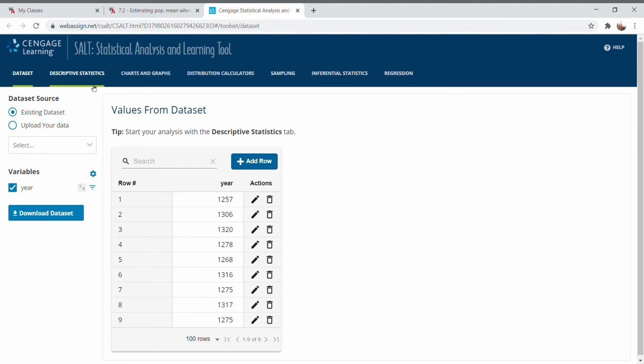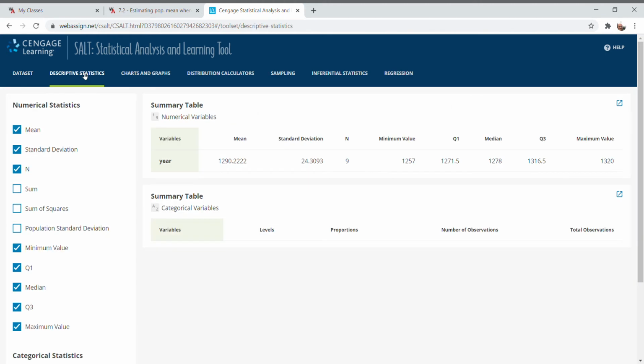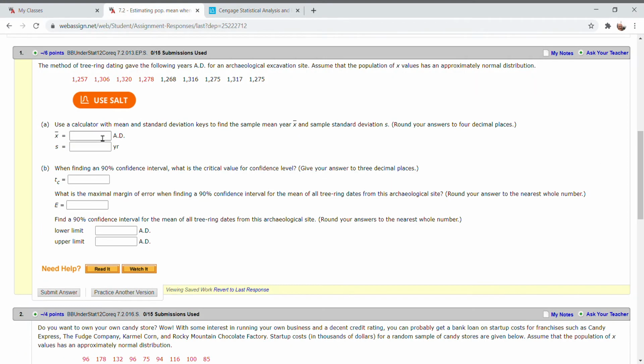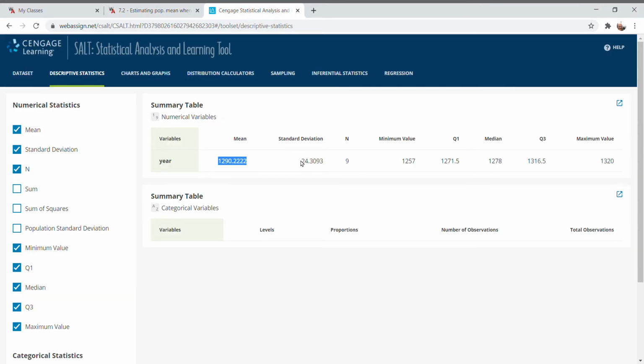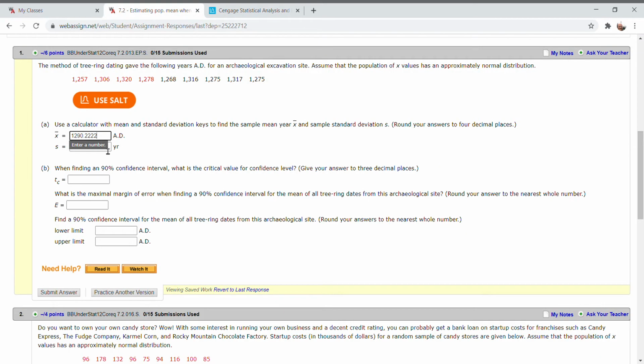We're going to go to descriptive stats first because the first 2 boxes we're asked to come up with the mean and the sample standard deviation. So I'm going to copy and paste the mean. Sample standard deviation, that's right here. Notice N is 9, that's for 9 data points. And I'm going to paste that S value there.